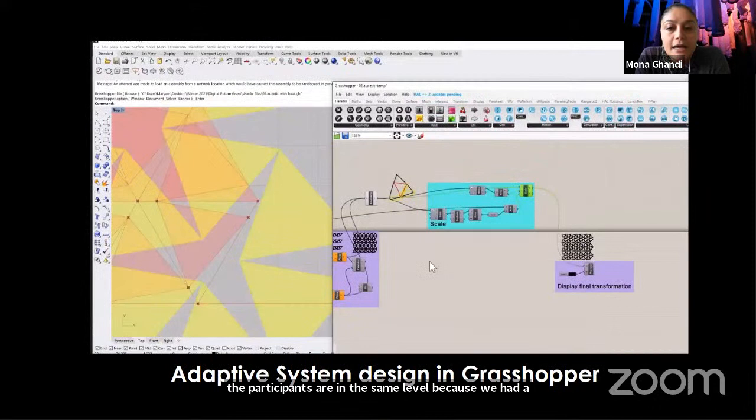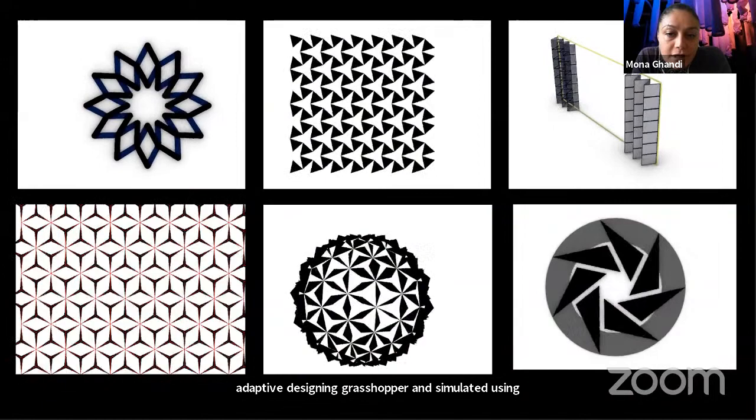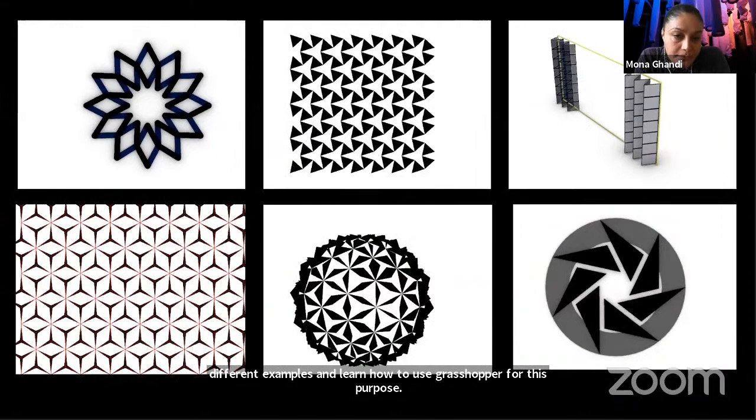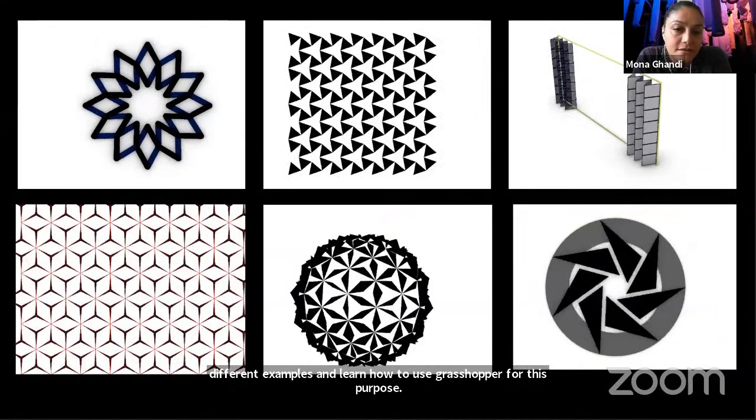And then in the second workshop in Grasshopper, we focused on teaching them how to create adaptive design in Grasshopper and simulate it using different stimuli. So students were exposed in depth to 5 to 6 different examples and learned how to use Grasshopper for this purpose. They were different adaptive mechanisms that had different approaches. So there were six different categories in the adaptive and responsive system. And they walked through that.